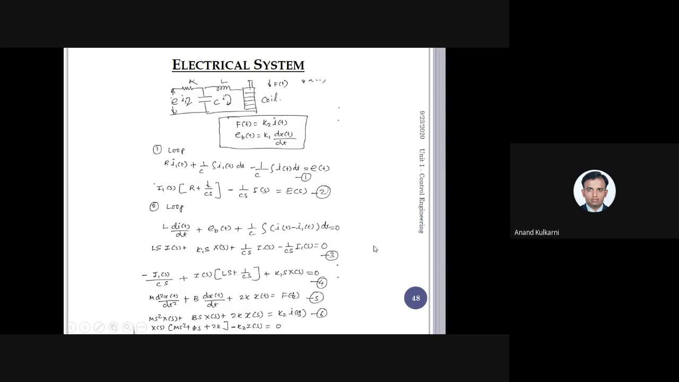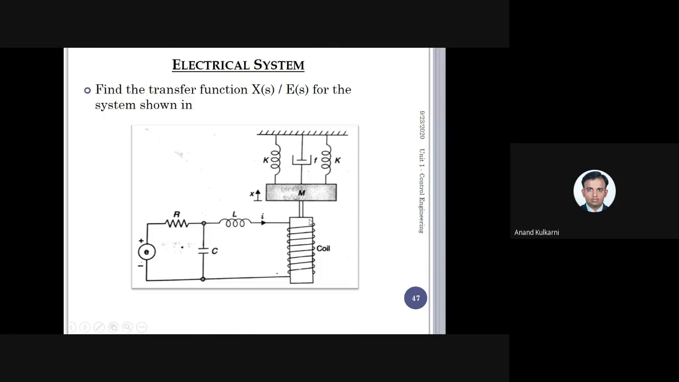Then corresponding to mass. In the scanning, that mass part has not come. So I will go back to the previous slide. If you see here, this mass M is the inertia component. There are two springs of equal stiffness. When two springs are in parallel, you have to replace them by their equivalent stiffness. That is, K is there, K is there. It is as good as having one spring of 2K stiffness. And there is one damper F.